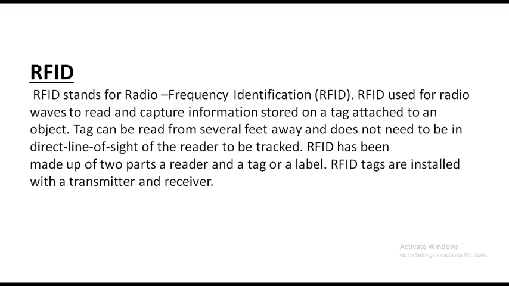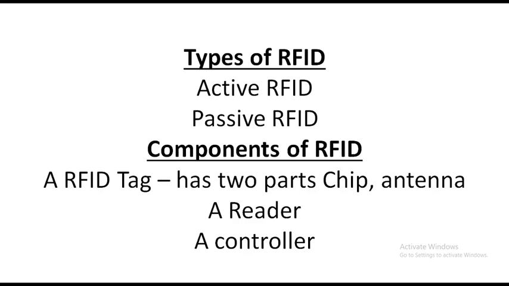RFID has 3 main components. One is the RFID tag. It has 2 parts: one is the chip, and the other is the antenna. The chip is used for storing the information about the person or object. The antenna is used to receive the signal and transfer the signal. The next one is the reader. The reader is used to read the information. A computer can be used as a reader.